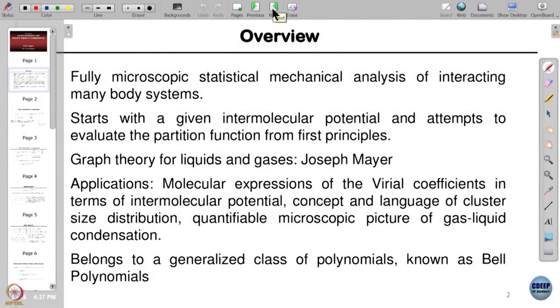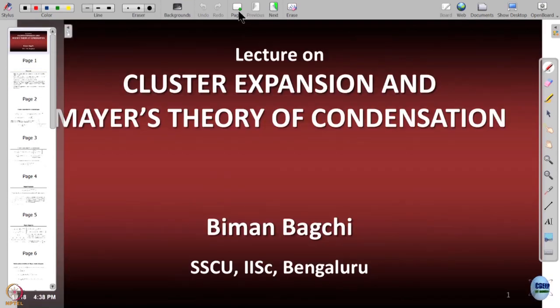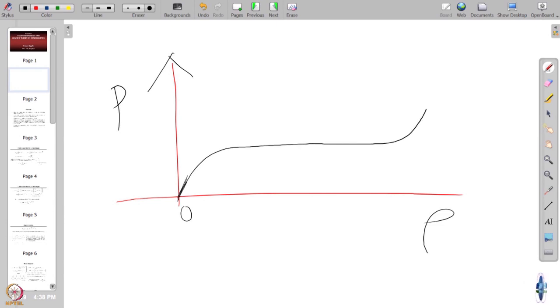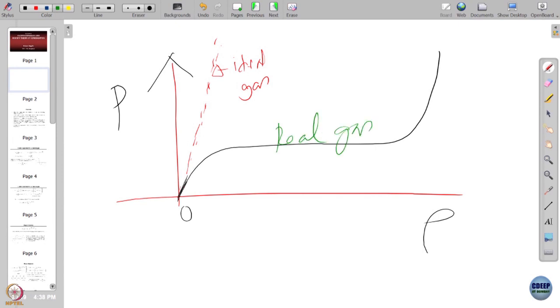We know from the Van der Waals equation of state that if we plot pressure against density, the very low density part goes like ideal gas, then it bends and then it undergoes a phase transition. The ideal gas goes over like that. But this is the real gas. The real gas bends from here, then it bends like this, and then it flattens. This is the coexistence, and this is the liquid.